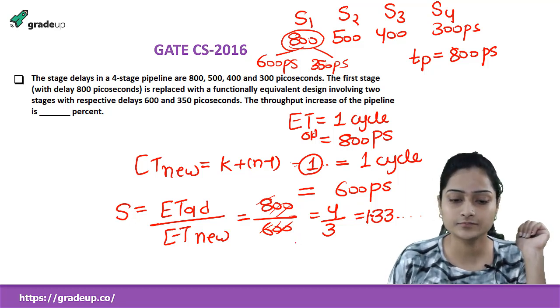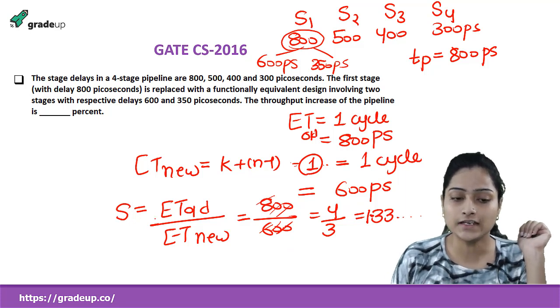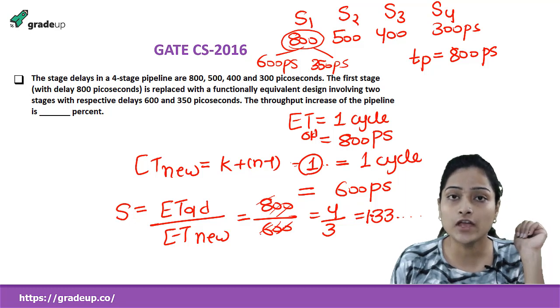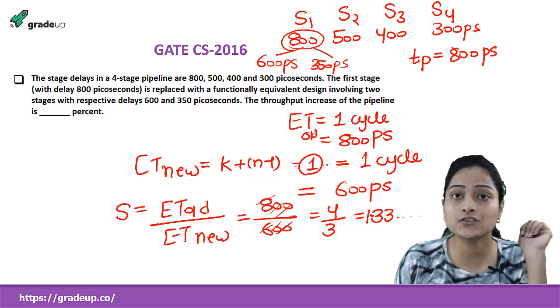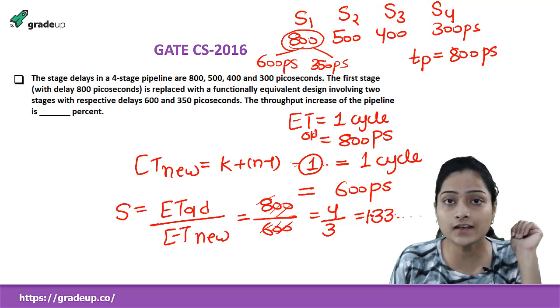So now see, this is 1.33. Initially, you were having a system with 800 picosecond of delay. Now, you have developed a system where execution of 1 instruction is going to take 600 picosecond. Definitely, you have got some speed up. This is the reason this value is greater than 1.